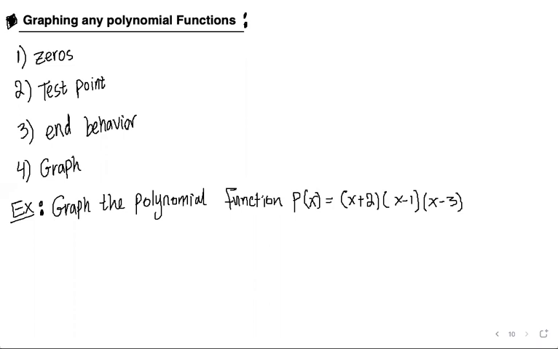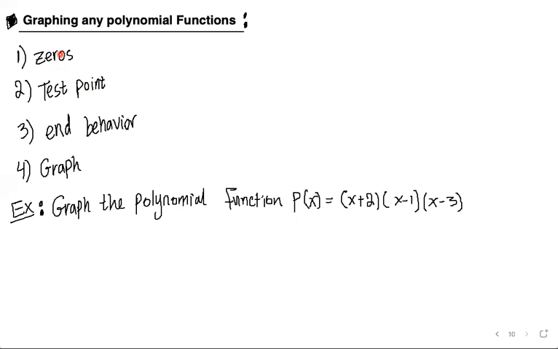What is the degree for this polynomial function? If we multiply these parentheses, it's the third, I mean 3, exactly, yes. So if I multiply these parentheses, I will get the highest power is 3. Why? Because x times x times x gives me x cubed. This is the highest degree for the polynomial.